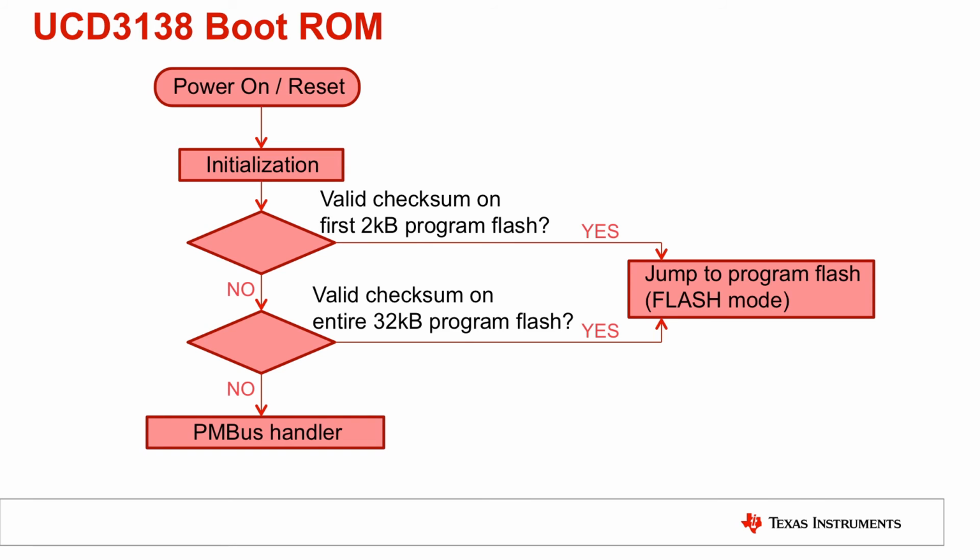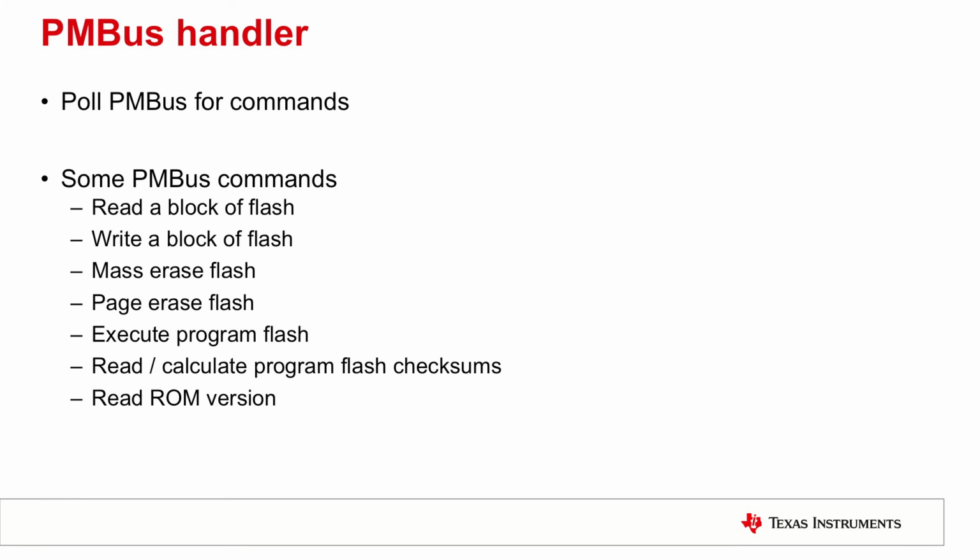This routine constantly polls for valid PMBus commands coming from the master, such as the UCD device GUI, over the PMBus interface. These PMBus commands can be used to read, write and erase program and data flash. There is also a command to execute the code in program flash.